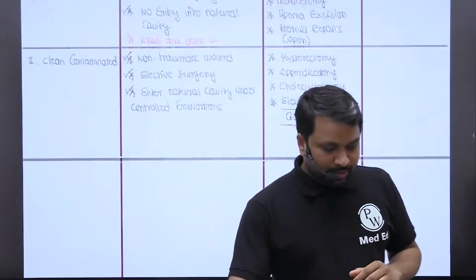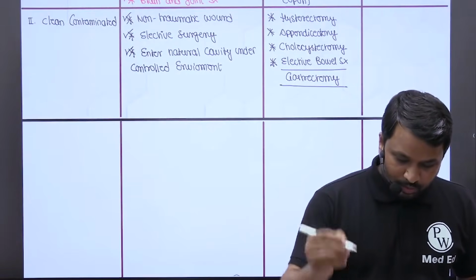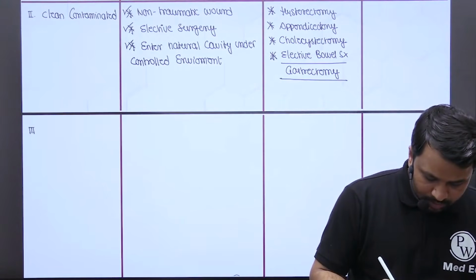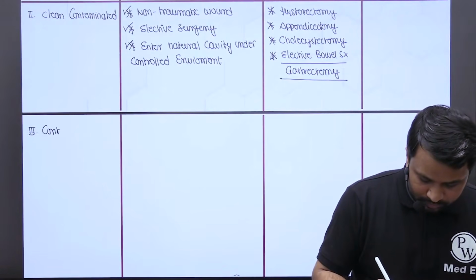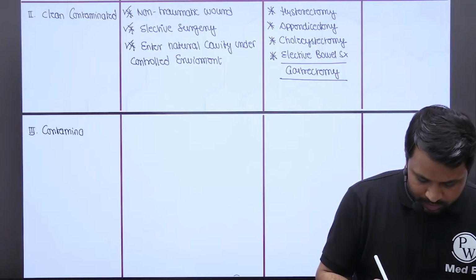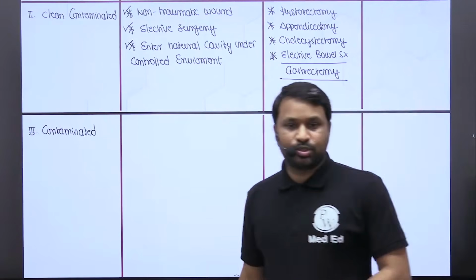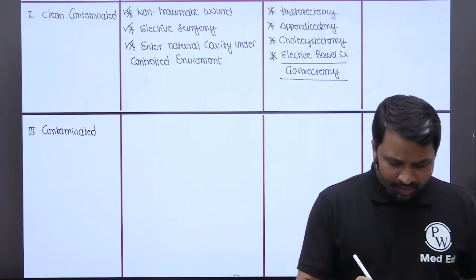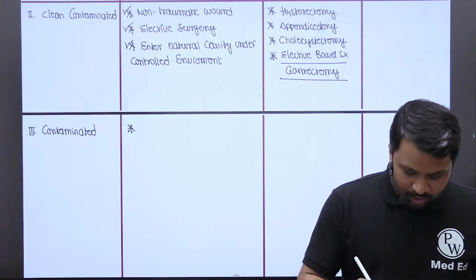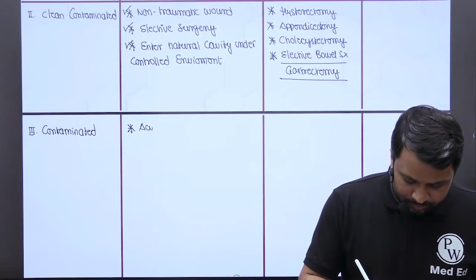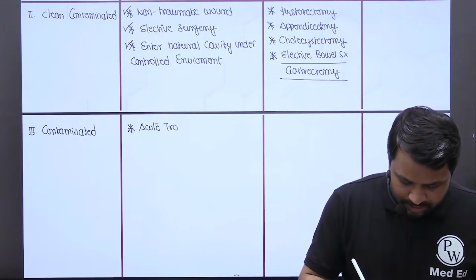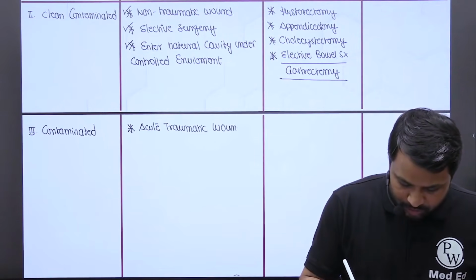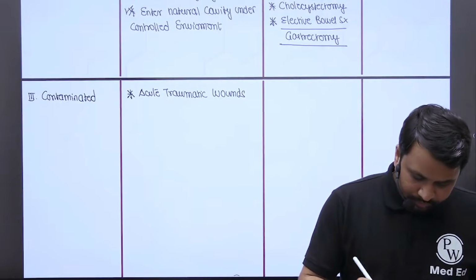Come on. So this is about clean contaminated wounds, right? Now the third class of wound that you have is your contaminated wounds. Okay, so it's going to be contaminated. So what is the criteria of contaminated wounds? It is acute trauma. So acute traumatic wounds. All your fresh trauma, your acute traumatic wounds.